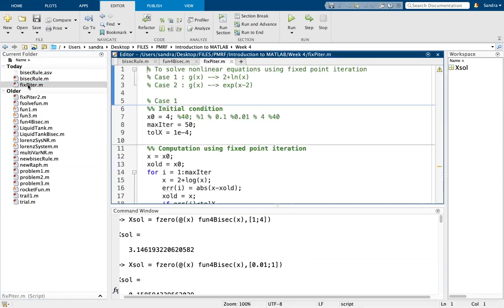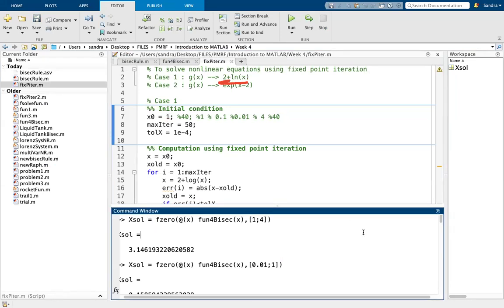So this is how the MATLAB equation looks. I'm solving it for the first case, 2 plus ln x. If that is the function, what will I do? I have different initial guesses. First, let me try x equal to 1. I'm just making x0 equal to 1. That is my initial guess.